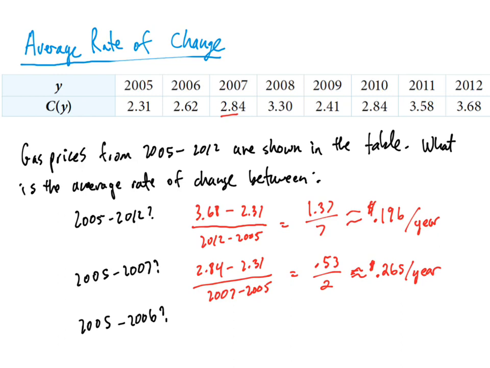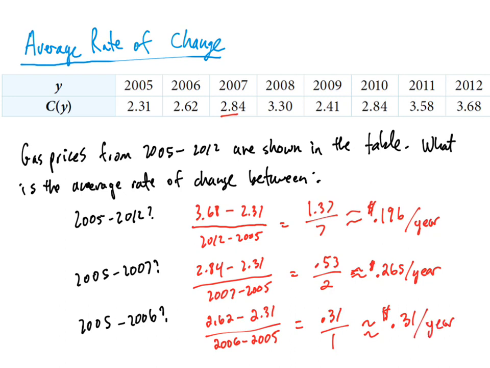And then lastly, if we shrink it even further to just a 1 year window, we're going to have $2.62 minus $2.31 divided by 2006 minus 2005. And what we get there is a difference of 31 cents over 1 year. So it's 31 cents per year.